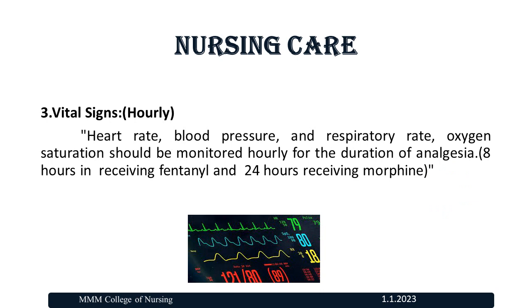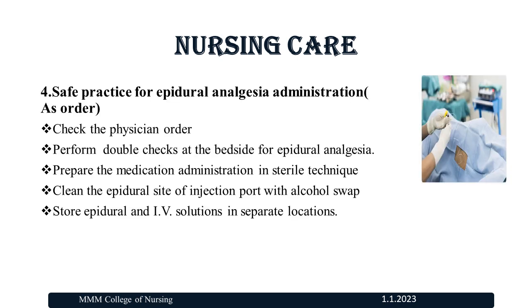The third nursing care is vital signs. The nurse should check heart rate, blood pressure, respiratory rate, and oxygen saturation, which should be monitored hourly for the duration of the analgesia, 8 hours after receiving fentanyl and 24 hours after receiving morphine.